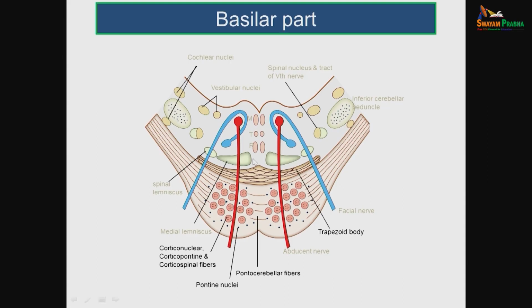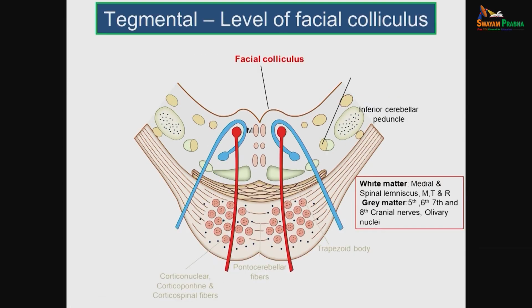Now, let us see the tegmental level. As I said, the basilar part is the same, but in the tegmental level there is a difference at two levels. First, we will see at the facial colliculus, that is the lower level. So, what are the structures we see here? Here you see there is a medial longitudinal fasciculus.